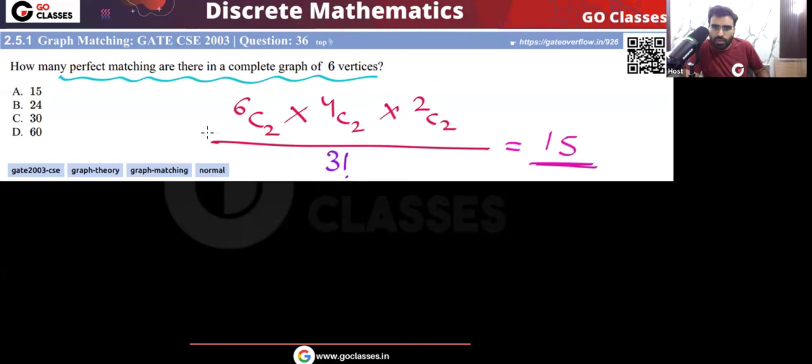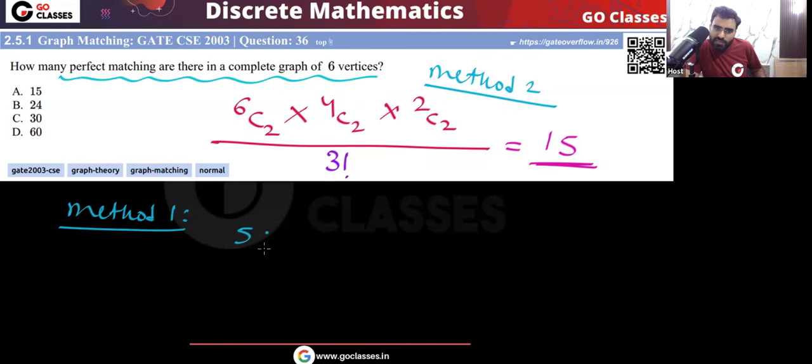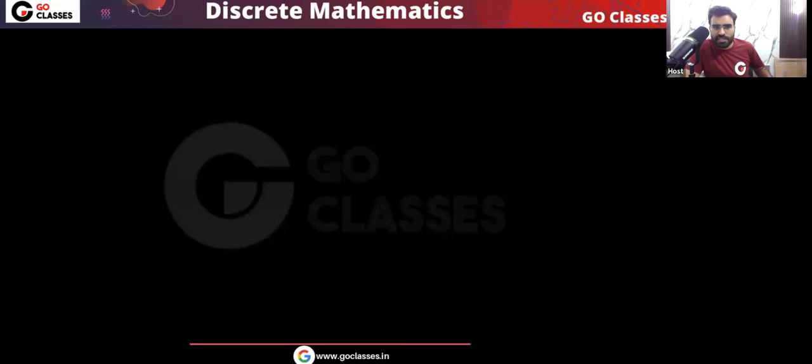So this was our method number 2. And using method 1, what was the answer we were getting? We were getting the answer 5 into 3 into 1. 5 partners for 1. Then from the remaining 4 vertices, for the minimum numbered vertex, 3 partners. Then from the remaining 2 vertices, for the minimum numbered vertex, 1 partner. So like that, 15. For this question, the answer will be option A. I hope you understood. The same question, if they ask you for K8, then how will you do it?